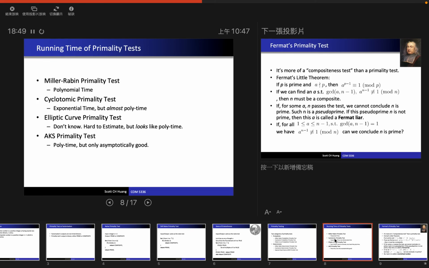Okay. Let's take a look at the running time. Miller-Rabin, the probabilistic version, is polynomial time. Cyclotomic is exponential time, but it's actually running fast, almost feels like polynomial time. Elliptic curve, we don't know, but that looks okay. AKS is polynomial time, but the degree and leading constant are way too big.